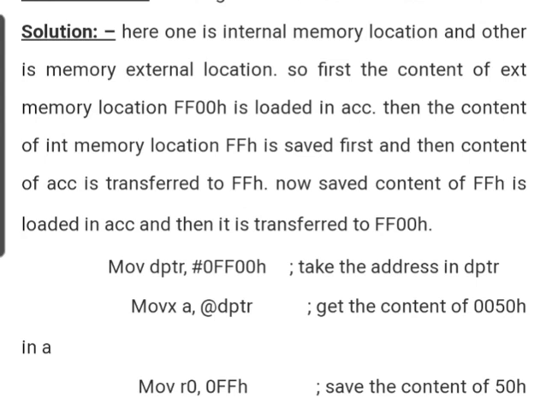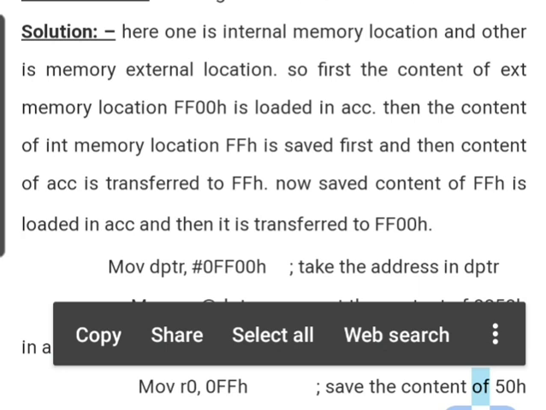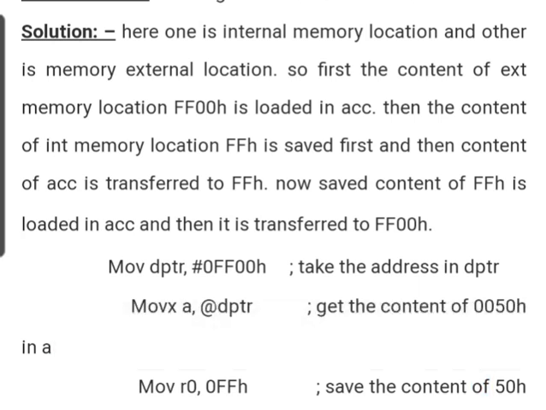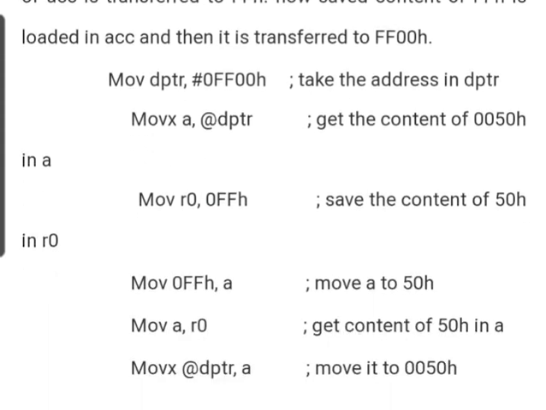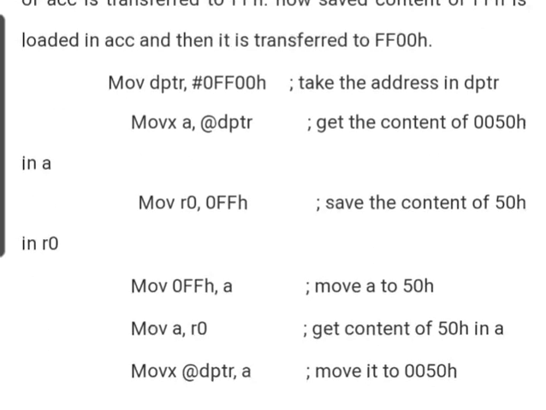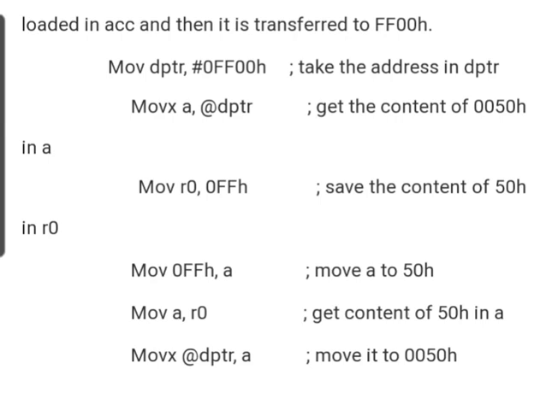First the content of external is loaded in the accumulator, then the content of internal is saved, and then the content of the accumulator is transferred to FFH. Now the saved content is loaded into the accumulator and then transferred to FF00H. So here is a program that moves DPTR high, that is, it takes the address in DPTR.